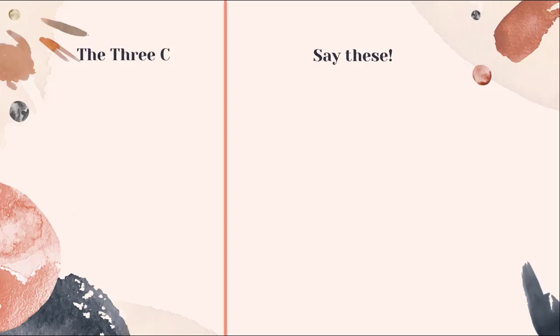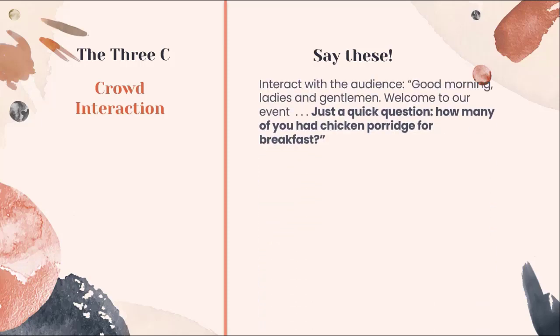Okay, so what about the 3C? What is the first C? Okay, the first C is crowd interaction. So when you are hosting an event, of course you will be facing a lot of people in the audience, and first of all you have to interact with them. Make sure that you talk to them, make sure that you greet them, make sure that you engage them in the event. So what expressions can you say for this occasion is this.